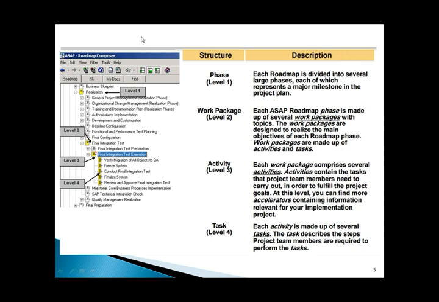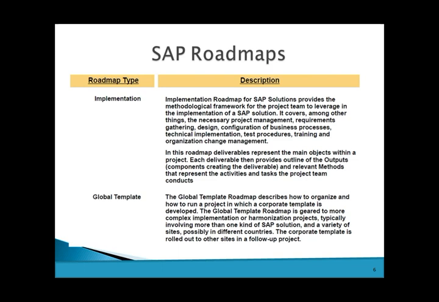Now this is the roadmap composer. You can see that different phases are mentioned: business blueprinting, realization, final preparation. Each roadmap is divided into several large phases, each of which represents a major milestone. When we talk about milestones during your SAP implementation, we can say your major milestone is the preparation of the as-is document. The to-be document is your milestone. Your organizational structure mapping is your milestone. A big activity, we call it a milestone.